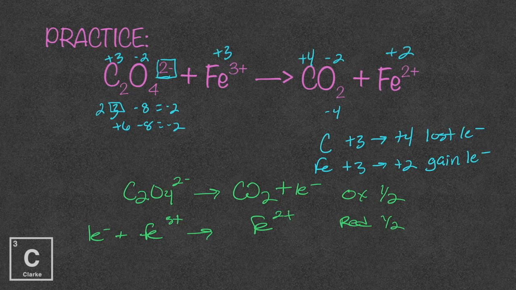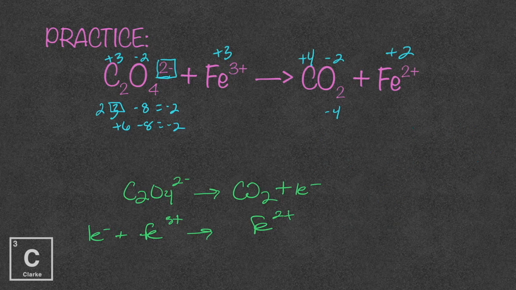Now we're ready to balance for amount. I'm going to get us a little bit of space. So if we balance for amount, and I'm looking at this first reaction, our oxidation, I've got 2 carbons here, but I only have 1 carbon here. So I'm going to put a 2 here. And when I did that, that gave us 2 times 2. That gave us 4 oxygens. I already had 4 oxygens.